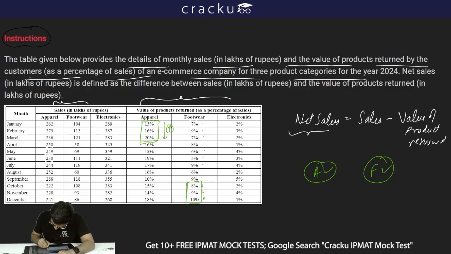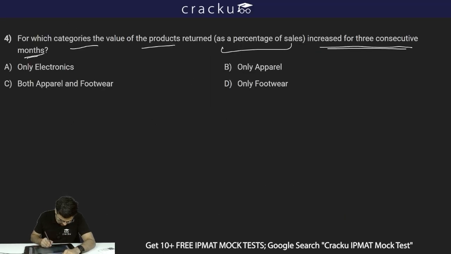Now electronics is 2%, 3%, then 2%, 1%, 4%, 3%, 4%, then 2%, then 5%, then again 2%, 4% and 1%. So we cannot see any 3-month consecutive period for which the percentage is increasing. It is increasing for 1 month, but again it decreases. It is going from 2 to 3, but again coming back to 2. It is going from 1 to 4, but again coming back to 3. Then going from 3 to 4, but again coming back to 2. So the electronics category is not satisfying my criterion, and therefore only apparel and footwear are satisfying this criteria, so option C, both apparel and footwear, will be the correct answer.